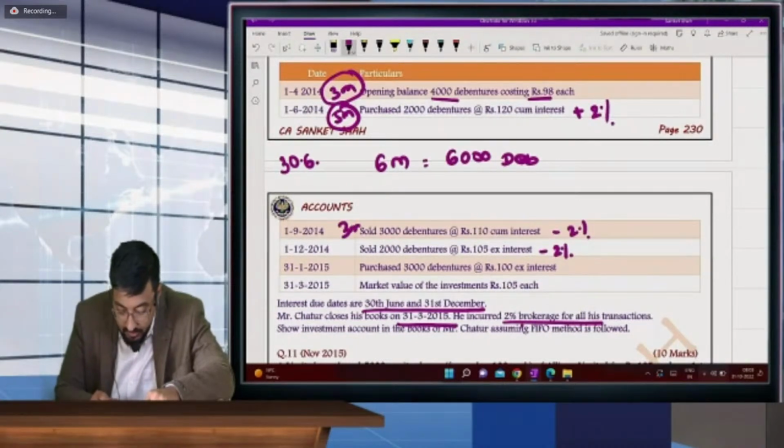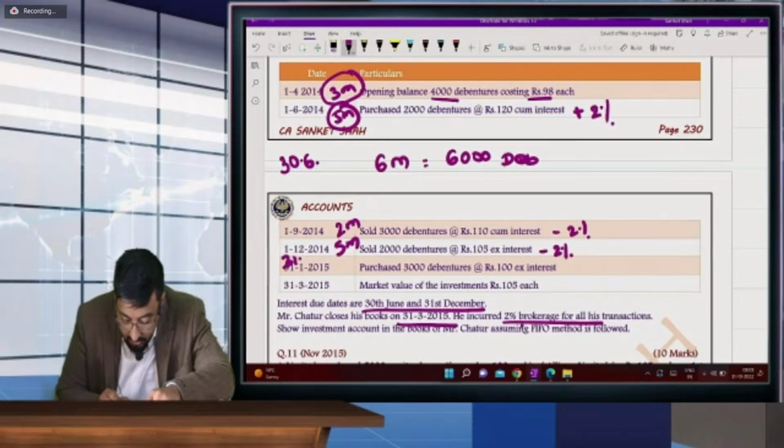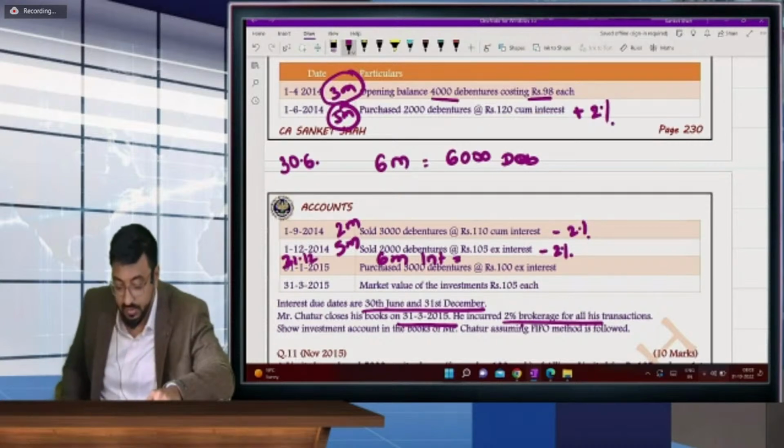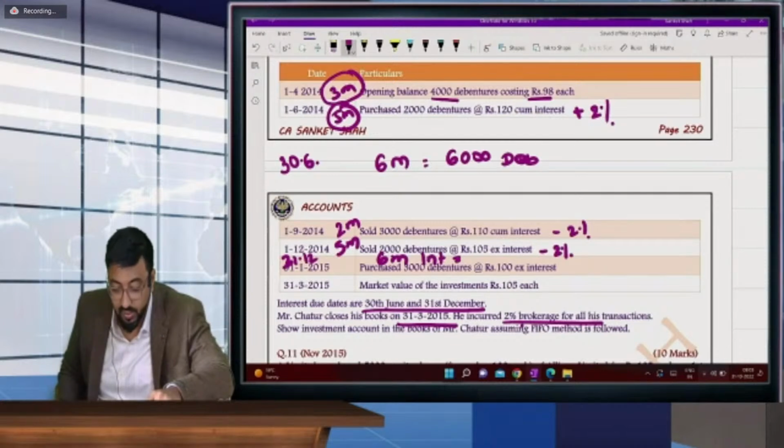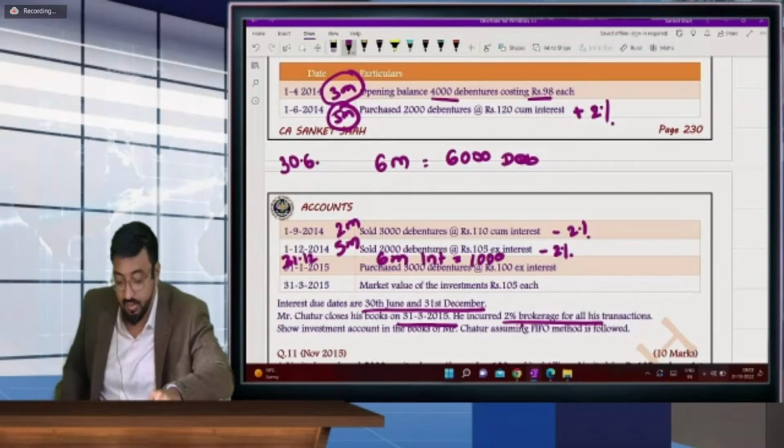2 months. 7, 8. 2 months interest. 7, 8, 9, 10, 11. 5 months interest. Then 31st December, 6 months ka interest. 31st December, 6 months interest. On how many debentures? 4,000 plus 2,000, 6,000. 6,000 minus 3,000 minus 2,000. So I am left with 1,000 debentures. 6 month interest on 1,000 debentures.